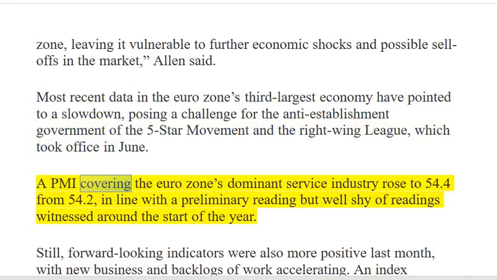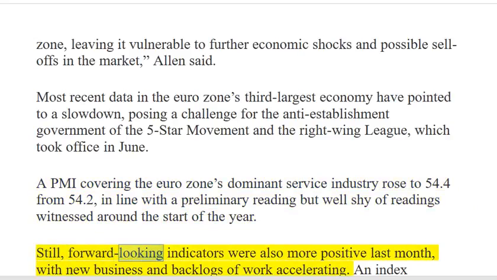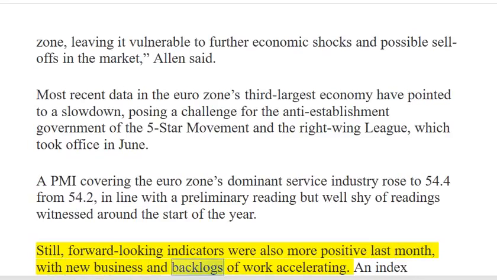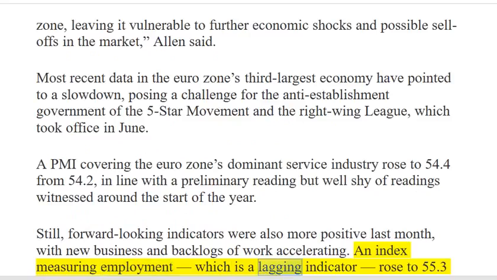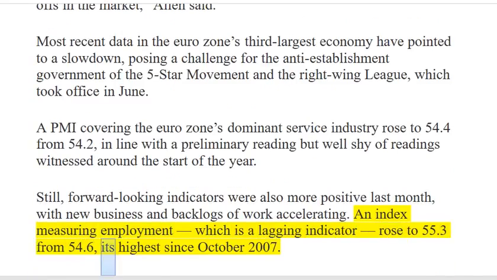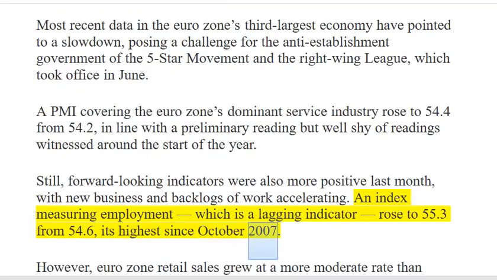A PMI covering the Eurozone's dominant service industry rose to 54.4 from 54.2, in line with a preliminary reading, but well shy of readings witnessed around the start of the year. Still, forward-looking indicators were also more positive last month, with new business and backlogs of work accelerating. An index measuring employment, which is a lagging indicator, rose to 55.3 from 54.6, its highest since October 2007.